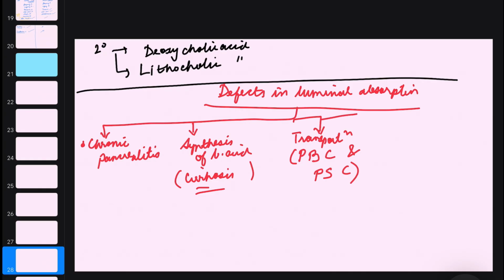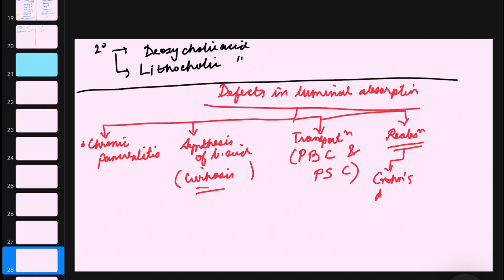So the fourth problem is basically reabsorption. Reabsorption problem means that there is some pathology in the terminal, or rather in the distal small intestine, from where bile acids are absorbed, which is that ileum. So now you will later learn, we'll talk about this in a subsequent video, about a very, very important pathology, which is called Crohn's disease.